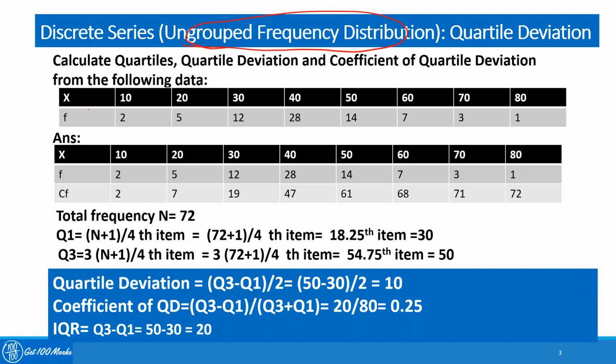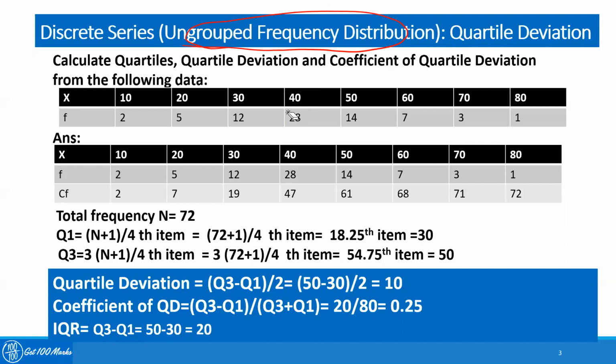I've given you an example. You can see the values of X are given like 10, 20, 30, which are all discrete values. And for each discrete value, the frequencies are given. For example, 40 is the X value, for which 28 is the frequency. This type of question, how to solve it, let's have a look.